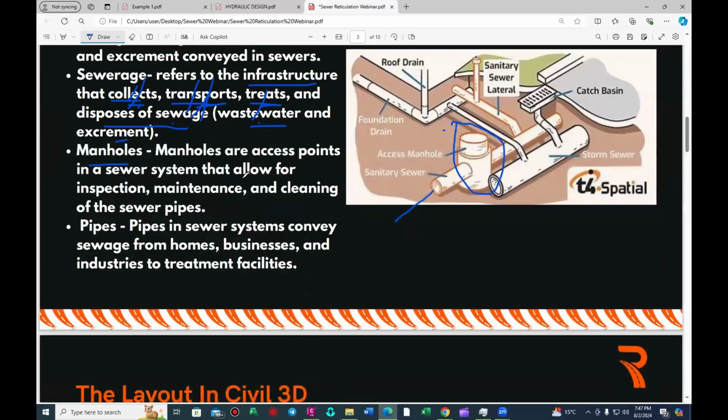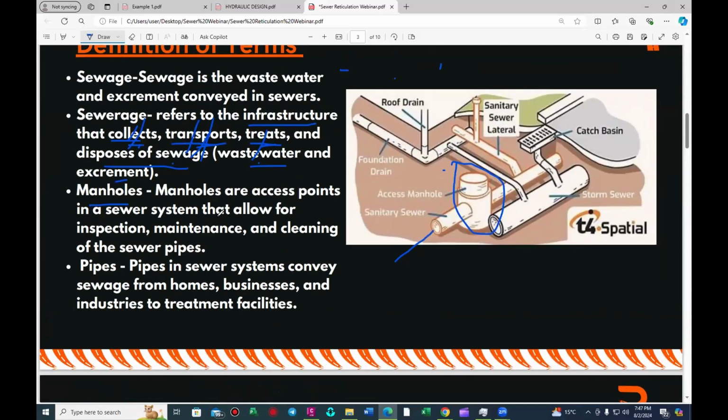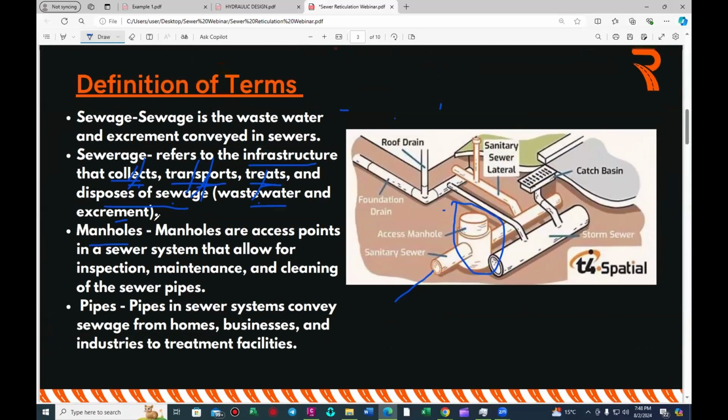So what is a manhole? Manholes are access points in a sewer system that allow for inspection, maintenance, and cleaning of sewer pipes, right? So manholes are access points because we need to have access into these sewer systems. Somebody asked a question about maintenance. Unfortunately, we're not going to talk about maintenance today, but it's also a great topic to touch on. So your manholes provide us with that access so that we can inspect, maintain, and clean. Just take note of the cleaning part, right?